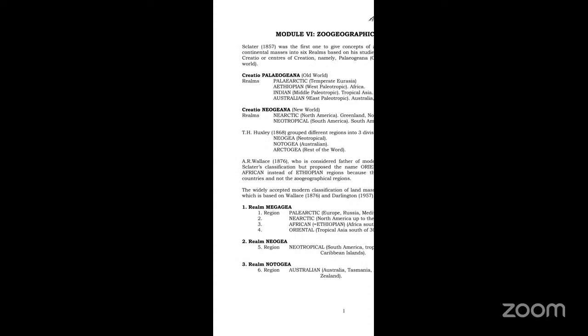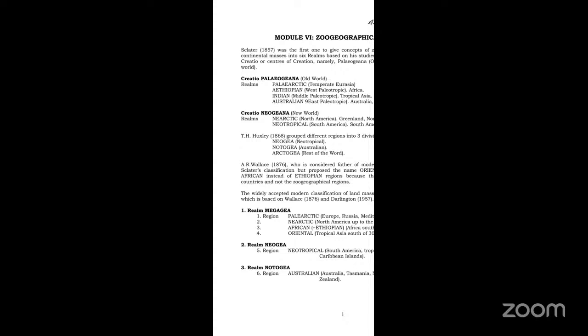Now, the widely accepted modern classification of the land masses into different regions is given below, and this is based upon Wallace as well as Darlington. Both of them worked on this. Later on, Darlington also tried to give some of his views. So based on the views of Wallace as well as Darlington, the modern classification which is given today is universally accepted throughout the world. According to this classification, they are divided into 3 realms. One is called Megagea, then you have the Neogea, and the third one is called Notogea.